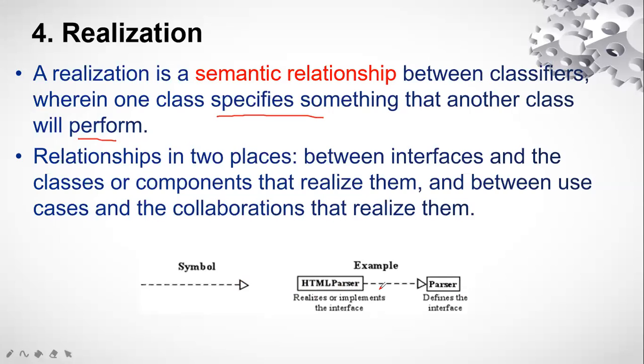Now the HTML parser is the one that is going to realize or implement the interface, while the parser is just going to define the interface. So the parser is the class which is going to define the interface, but the implementation takes place where it is being realized, in the HTML parser. So this is how we define the realization.